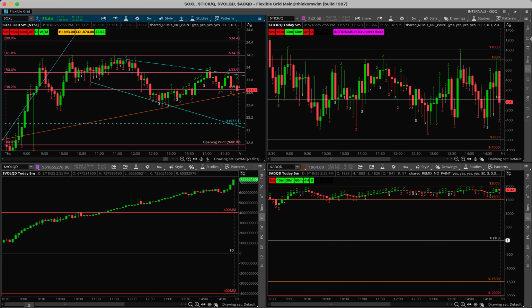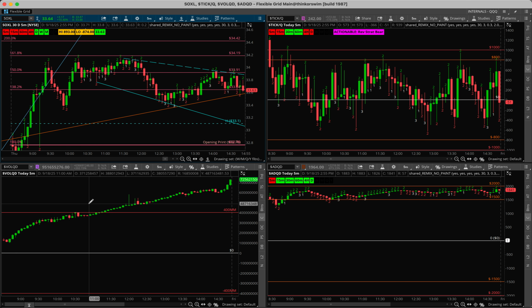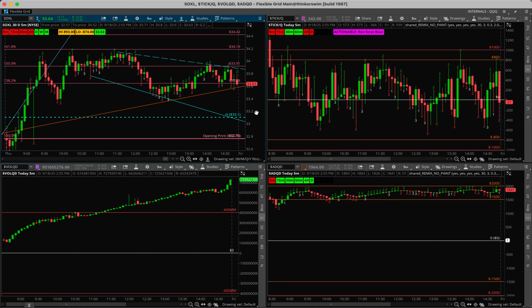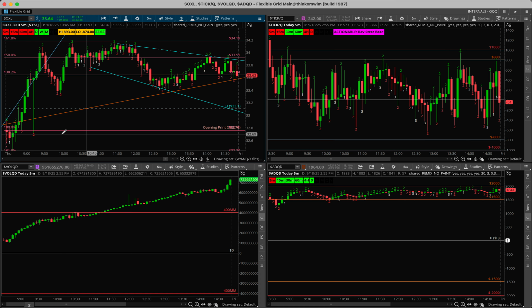So looking at the charts today, again, we're just going to go to the smaller charts with SOXL price action in the upper left, vol QD in the lower left, the tick in the upper right, and the ADQD in the bottom right. So we've got money coming in versus money going out, and then breadth measures here. And we can see that we opened at this 3276 level.